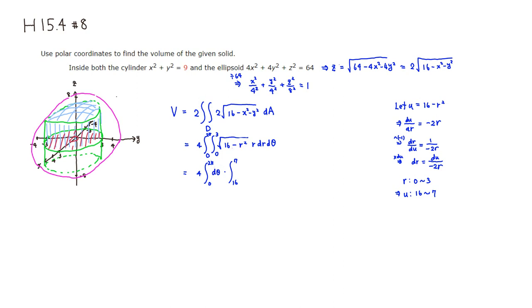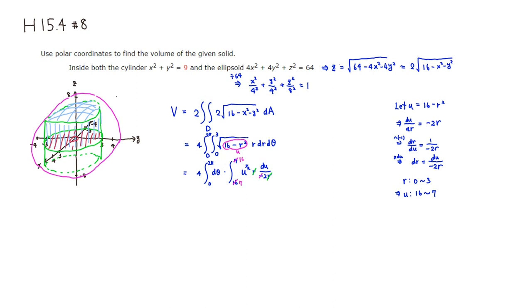Then we decided to call this u, that's the substitution. It's the square root of u, so I'm going to write it as u to the 1/2 power. Then you have an r, and dr is equivalent to du over negative 2r. Then we can simplify: r on top and r on the bottom cancel out. Also, we can use this negative sign to switch the lower limit and upper limit, so it's going to go from 7 to 16.